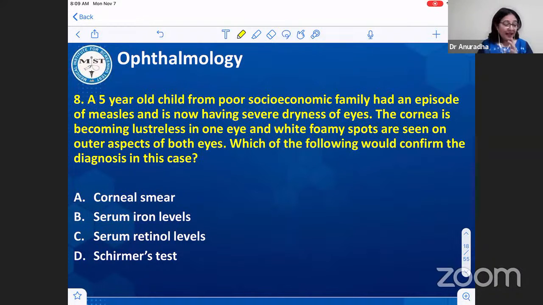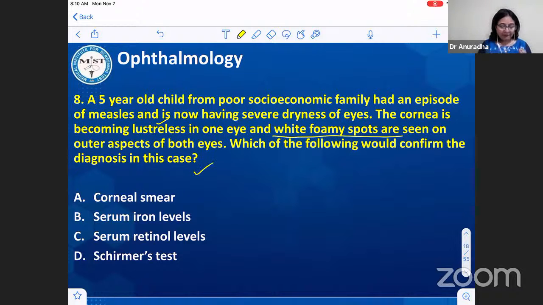What are the features in the eye of this child now? He's having severe dryness. His cornea is becoming lusterless in one eye. White foamy spots are seen on the outer aspect of both eyes. Which of the following would confirm the diagnosis in this case?